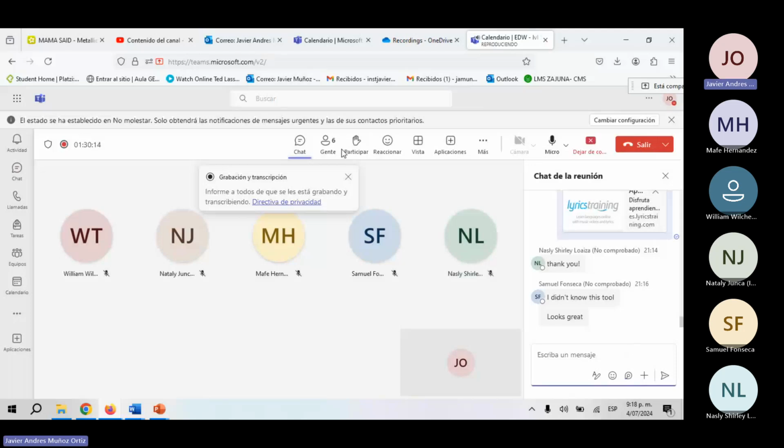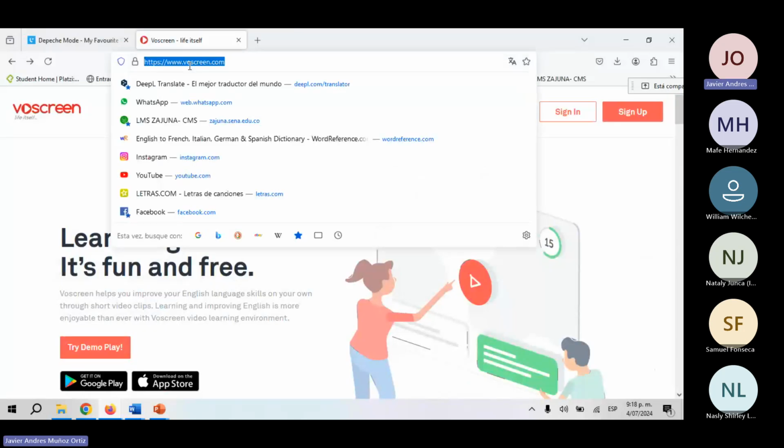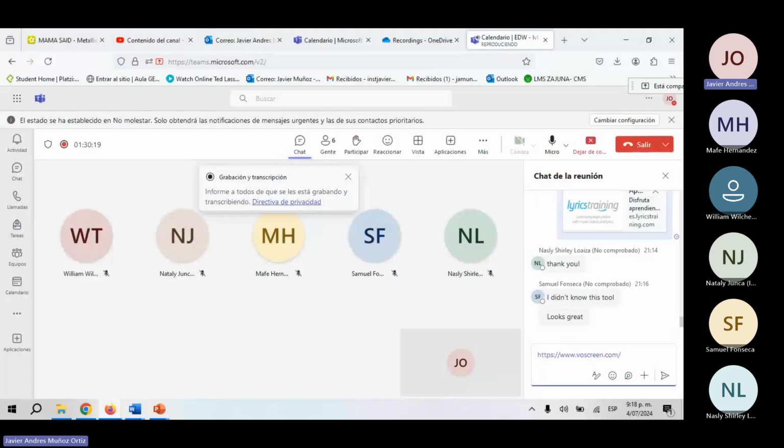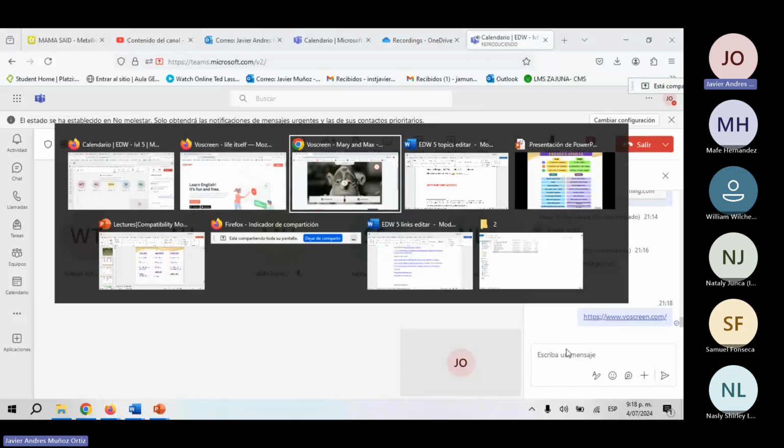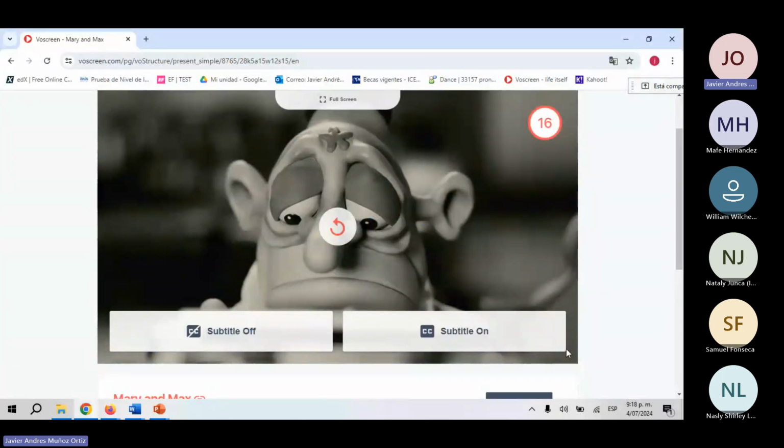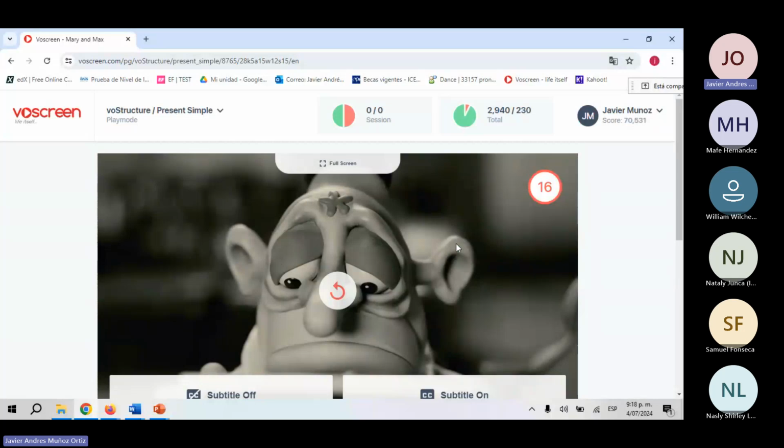The second platform, and this is my favorite, is called VoScreen. I love this platform. I'm pretty sure William already knows this platform because I guess on level 3 I showed it. I'm not really sure, but I guess. This platform is interesting because you need to create an account, but the account is free, so don't worry about that. Everything I show you is free, so you don't need to pay for anything.